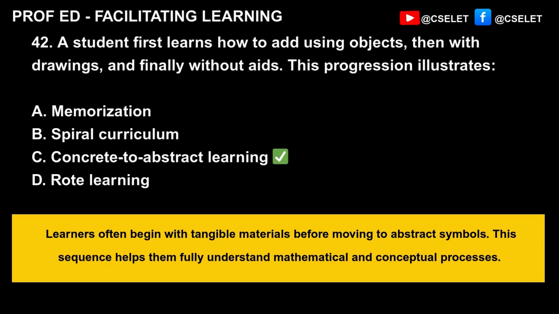The correct answer is letter C. Concrete to abstract learning. Learners often begin with tangible materials before moving to abstract symbols. This sequence helps them fully understand mathematical and conceptual processes.